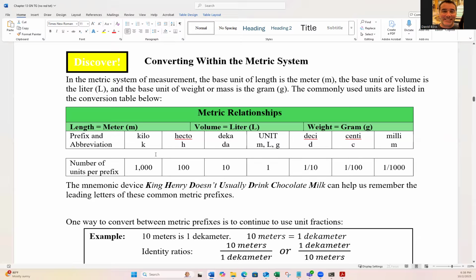So you have kilometers, hectometers, decameters, meters, decimeters, centimeters, millimeters. You're probably familiar with millimeters and centimeters and kilometers, but hecto and deca and deci are also in there. So each unit is 10 times bigger or smaller than the one above or below it. So the metric system should be easier to use because you can just move the decimal. So let's look at some examples.